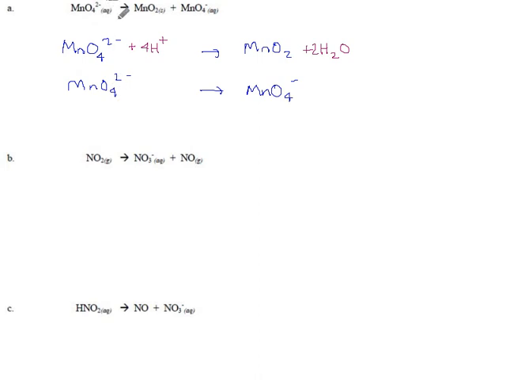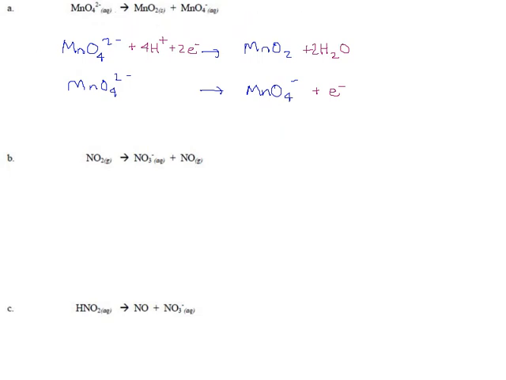And charge. Negative 2 plus 4, we have two charge on the left, no charge at all on the right. So remember, you add electrons to bring down the higher side. Now the charges on both sides are zero. And here we have charges of negative 2 and negative 1. Negative 1 is actually the higher, so add an electron to bring that down.